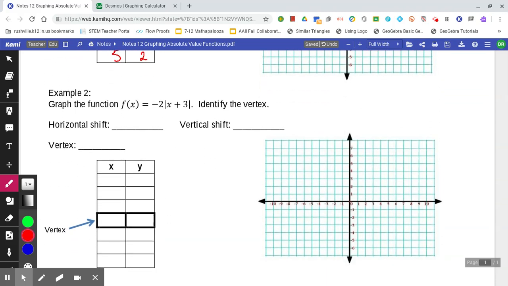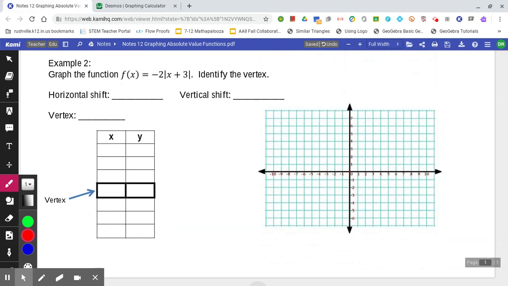Again, down here with another example, we see the function f of x equals -2 times the absolute value of x plus 3. Okay, so let's walk this through again. Here's h inside our absolute value bars, and you notice there is no k present at the end. Okay, so let's think about what that's going to mean for us.